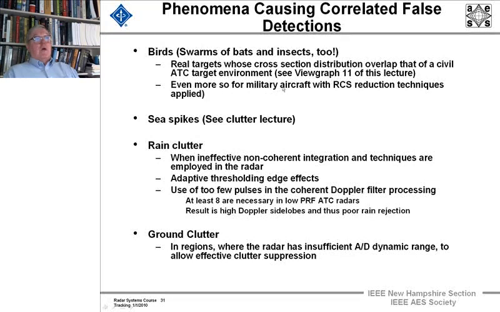Birds, which I've gone over in a lot of detail, swarms of bats and insects too. Real targets whose cross-section distribution overlaps that of a civil air traffic control radar target environment. And you can go back to ViewGraph 11 for this. I'm not even touching air-breathing vehicles that might have cross-sections lower than a nose-on Piper Cherokee of 1 meter square. Even so, for military aircraft with reduction techniques, I said that.